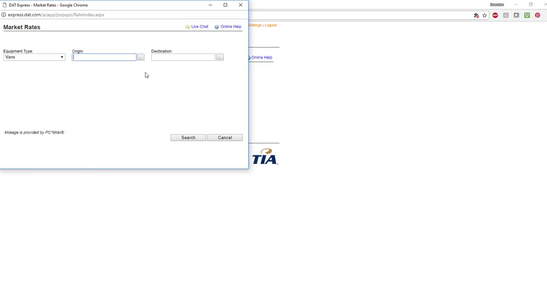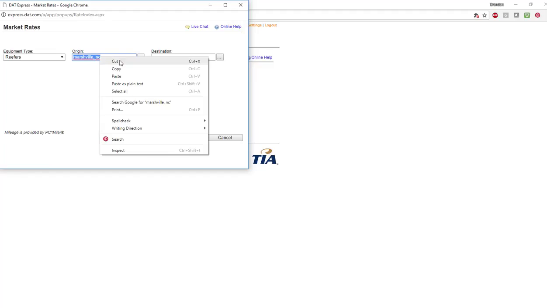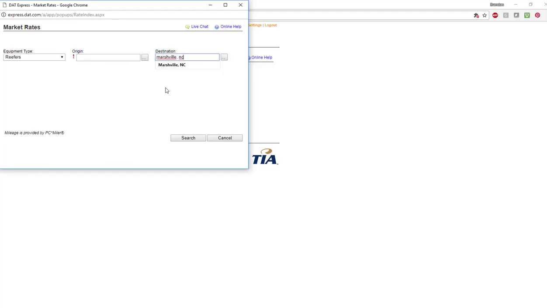Now, when we establish that rate, then we'll go back to our shipper with the cost. Okay, so it says equipment type. Again, we're looking for reefers. Origin, we're going to say Marshville, North Carolina. And we're going to put that in destination because that's where we're going, and we're going to go from Green Bay, Wisconsin. So we're going to start off, origin is Green Bay, going to Marshville, North Carolina, and it's a reefer. We're going to click search.